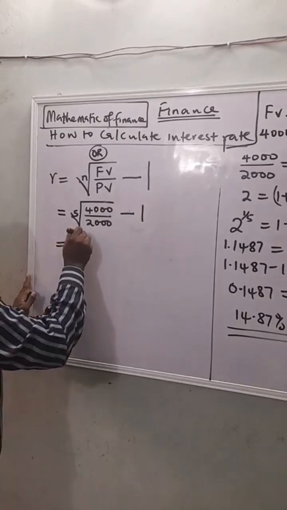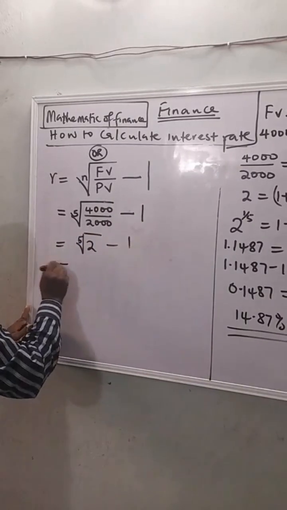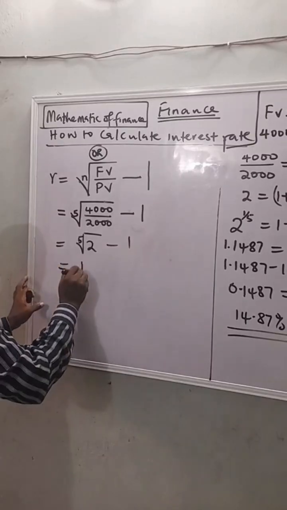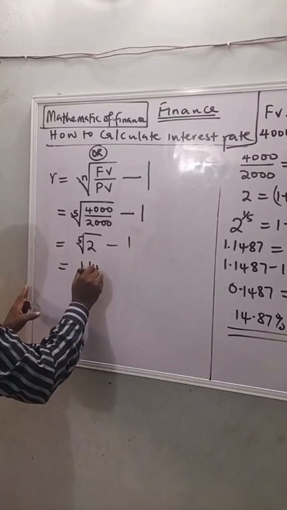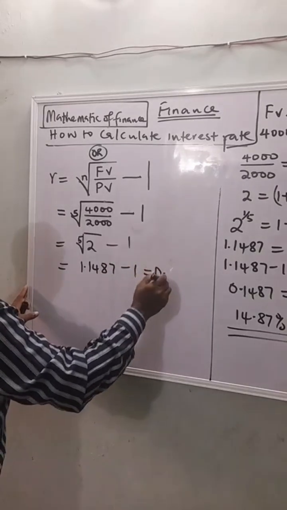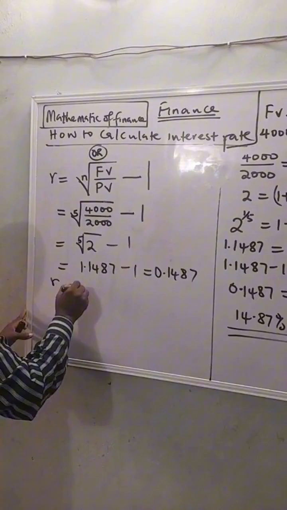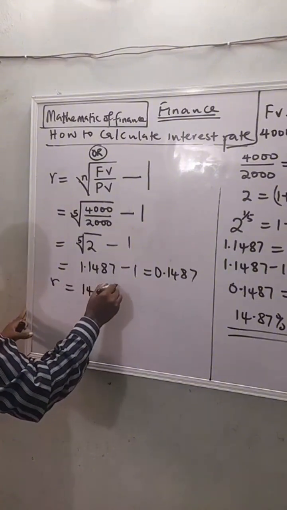All you need to do here is the fifth root of 2 minus 1, and the fifth root of this is 1.1487 minus 1, and it gives you 0.1487, and your interest rate is straight away 14.87%.